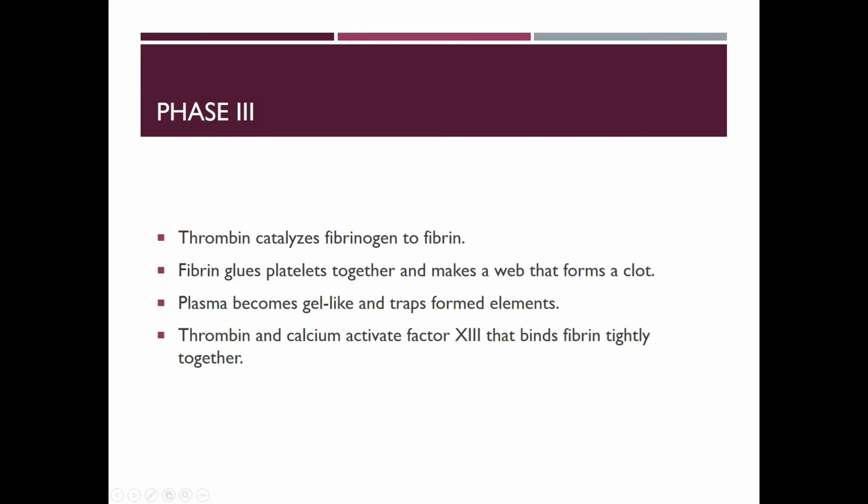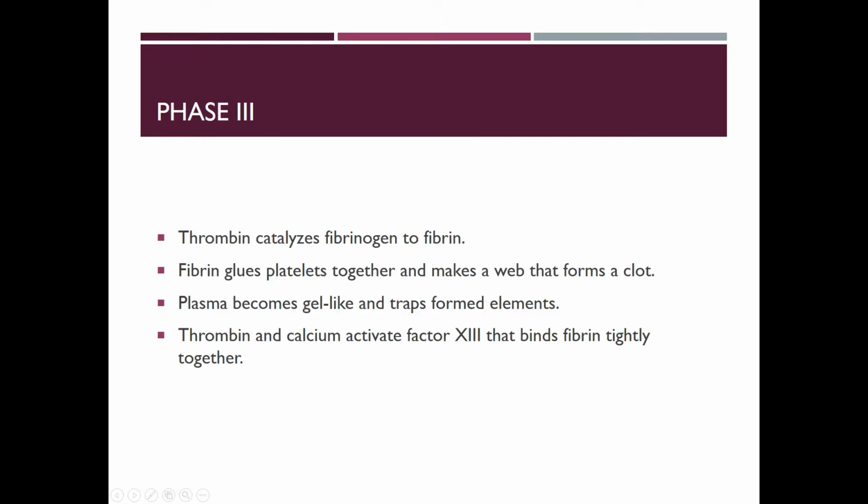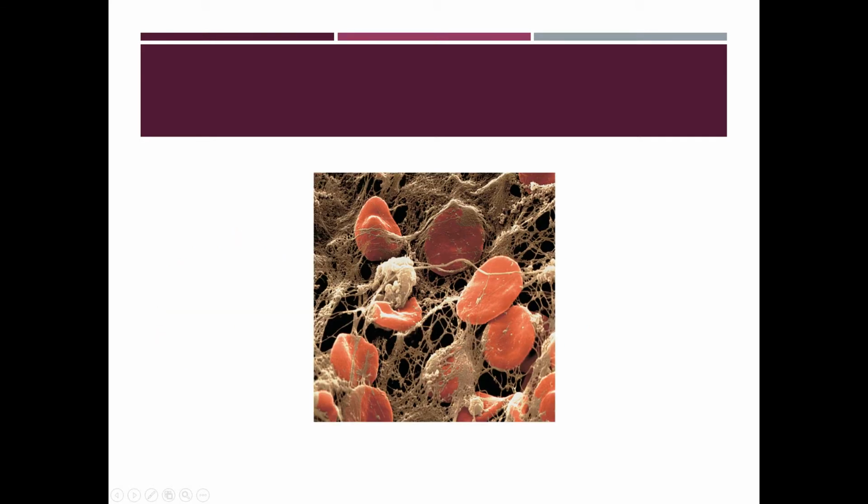Okay, so you've probably seen what happens when the fibrin has stuck everything together. It looks like this. And then plasma leaks out. So you can see plasma becomes gel-like and traps the formed elements. And then the fibrin molecules are tightly woven together and will trap all of the cells, not just the red blood cells, but white blood cells. And the platelets were already sticking. All right.